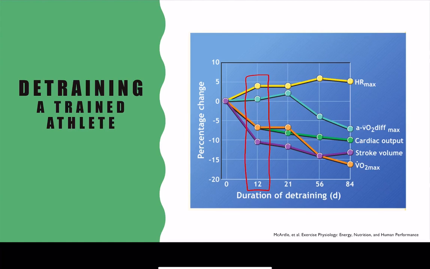VO2 max. And if you look at the parameters that contributed, there is this huge drop in stroke volume, more than a 10% drop in stroke volume. So at this point, the AVO2 difference really has not changed, but the drop in VO2 max seems to be driven by the changes in stroke volume that have then affected cardiac output. So by 1 to 2 weeks, there is a significant reduction in stroke volume and cardiac output that is driving the drop in VO2 max.